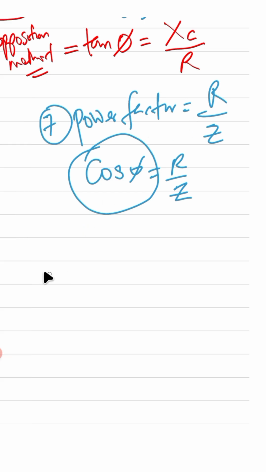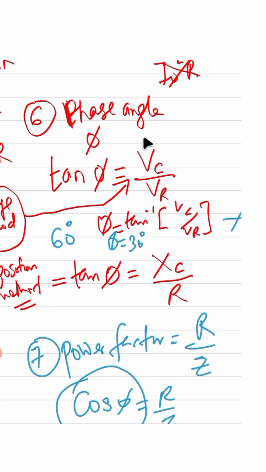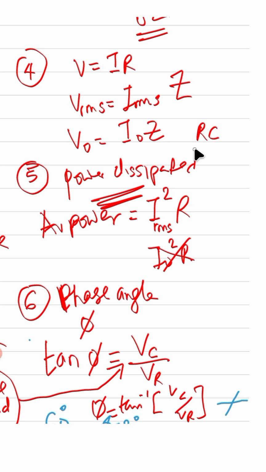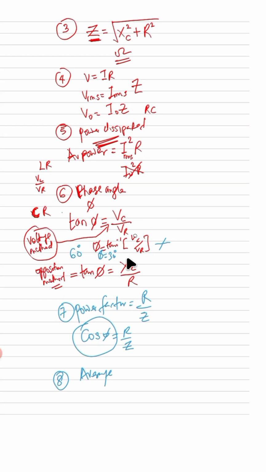Then average power. I think we have done it before. Average power is I squared R. The I there, please, is I RMS, not I naught. So these are all the key points that you need to know.